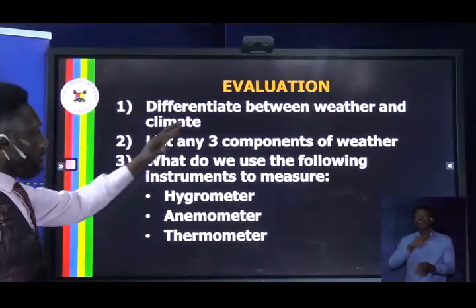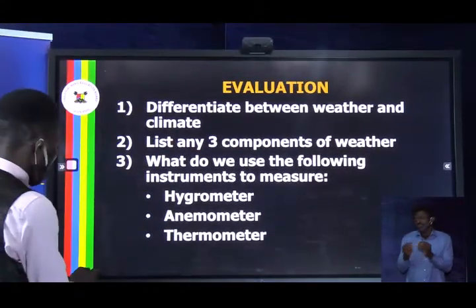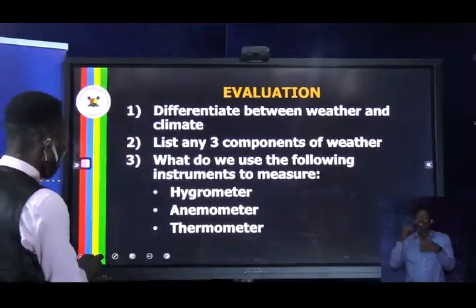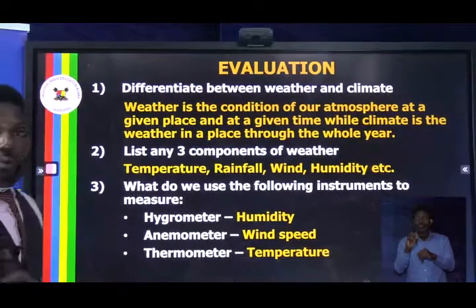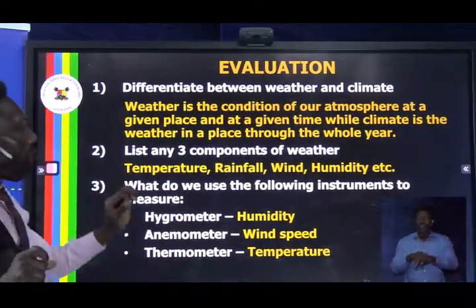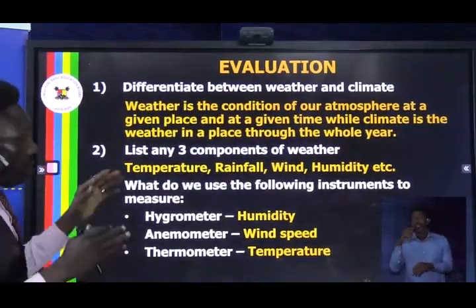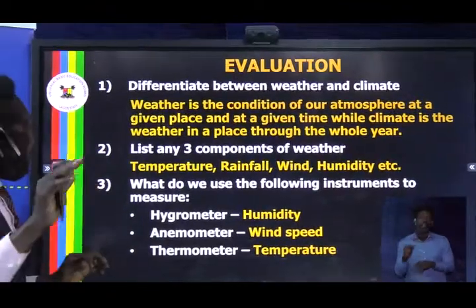I believe these questions are too easy for you to answer. So let's see how you have answered correctly. Differentiate between weather and climate. Weather is a condition of our atmosphere at a given place and at a given time, while climate is the weather in a place through the whole year. Weather is day-to-day, climate takes within a year.